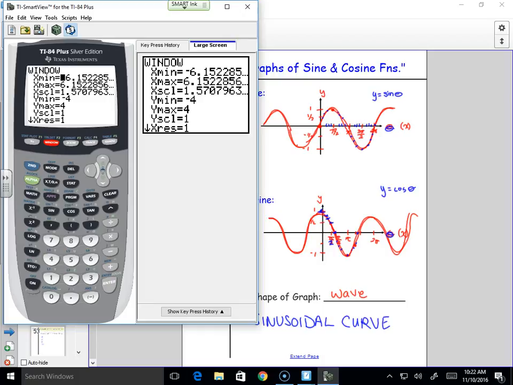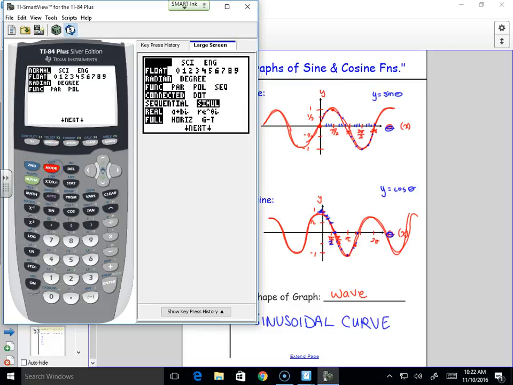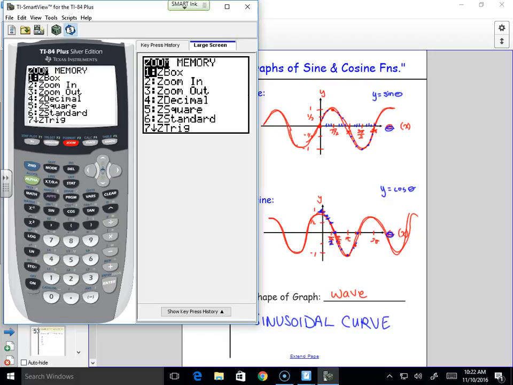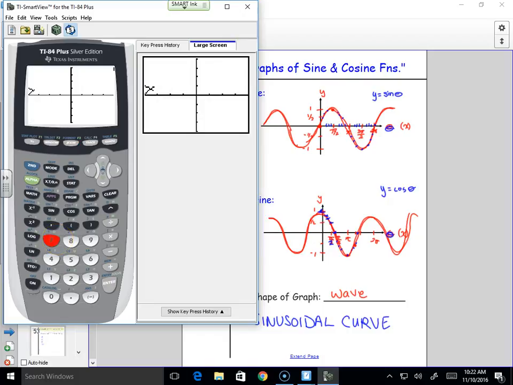Either way. Wait, am I in? Am I not in? I'm not in. That's annoying. Hold on. What happened? Enter. It did work in Zoom Trig, right? Hold on. It worked. Wait again.